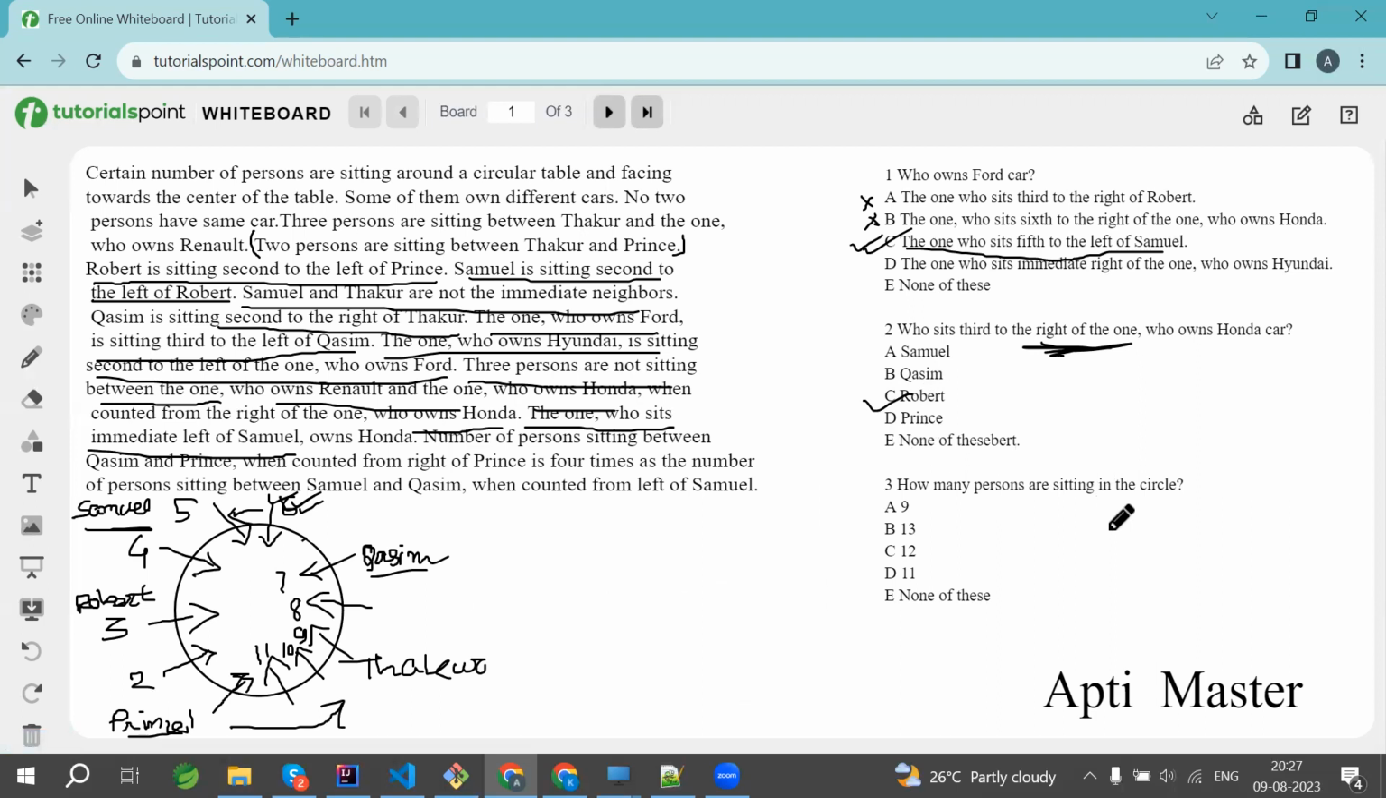How many persons are sitting in the circle? We have already drawn the picture, right? We have drawn it for the 11 people, right? So I think you got it.